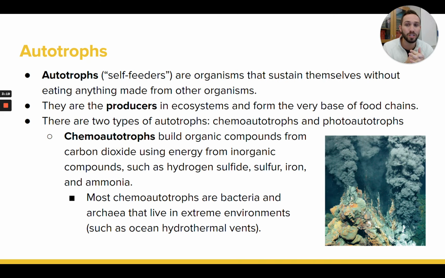Chemoautotrophs are going to use chemical energy from other molecules in their environment to provide the energy needed to turn CO2 into organic molecules. Some of those inorganic compounds that they steal chemical energy from are hydrogen sulfide, sulfur, iron, and ammonia. They find these different chemicals in their environment and apply that chemical energy towards turning CO2 into organic molecules. Those are called chemoautotrophs. Mainly chemoautotrophs consist of bacteria and archaea, so prokaryotic organisms.